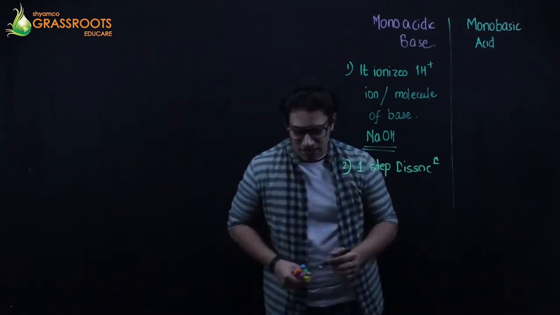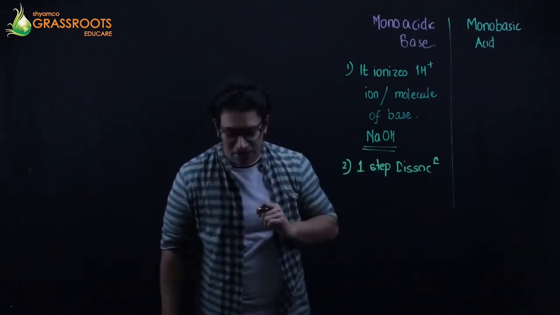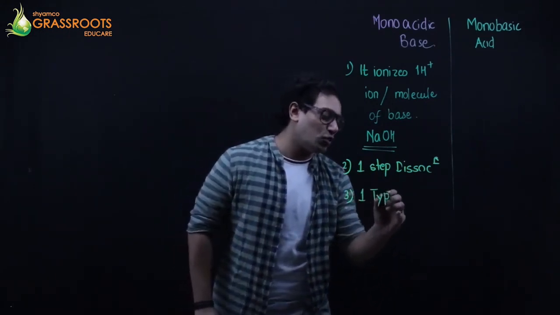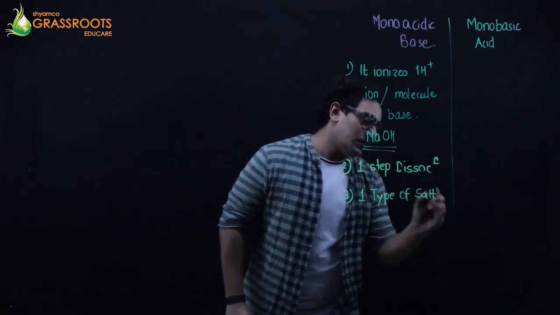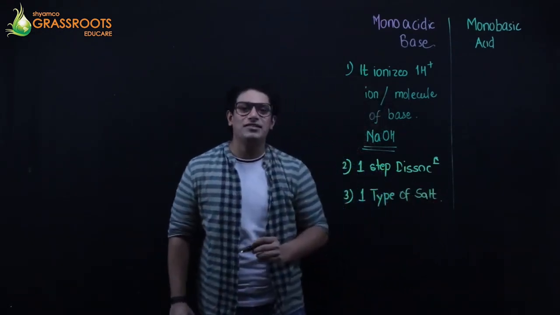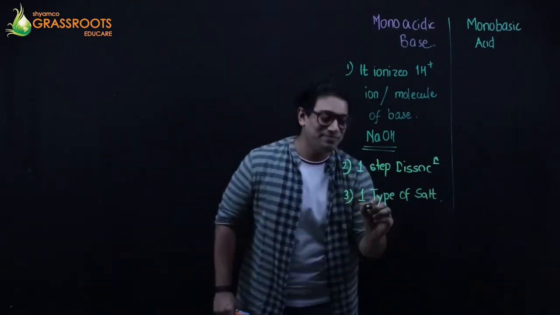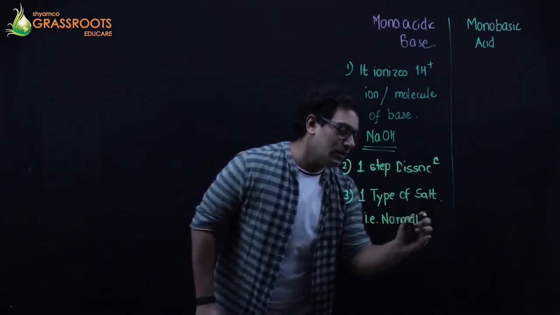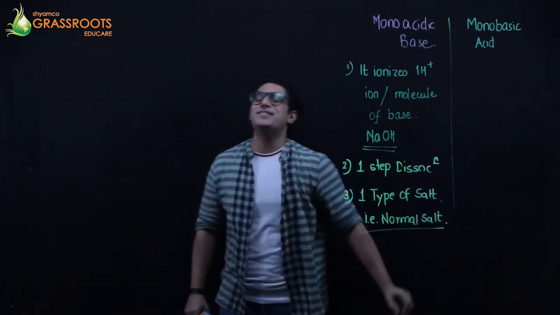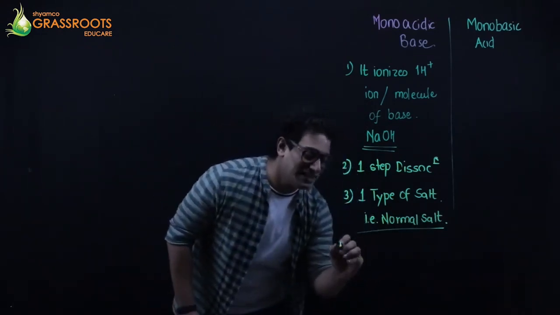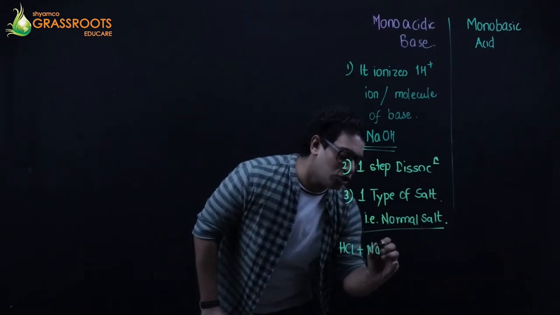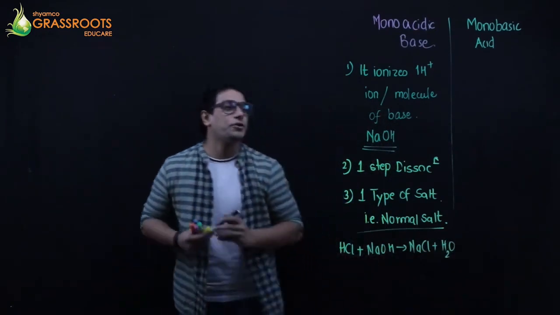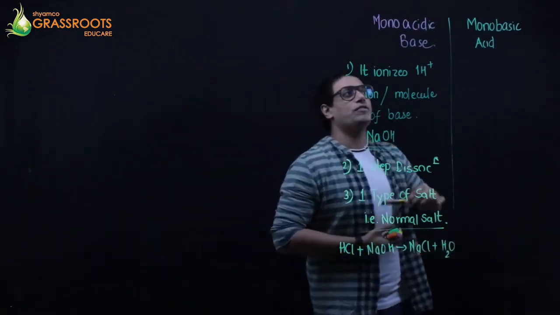The third point is that it dissociates in one step and forms only one type of salt, and I guess we call it a normal salt. I will come to it after some time when I do salts with you all. It only produces one type of salt, which is a normal salt. Example: HCl plus NaOH gives normal salt NaCl plus one molecule of water. So this is the difference between both of them.